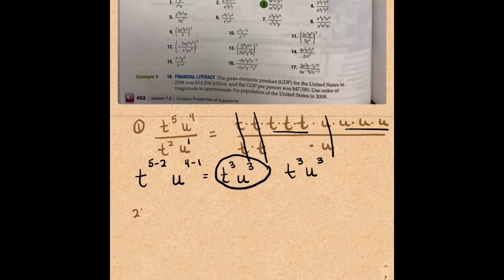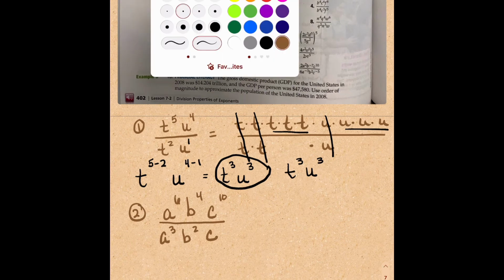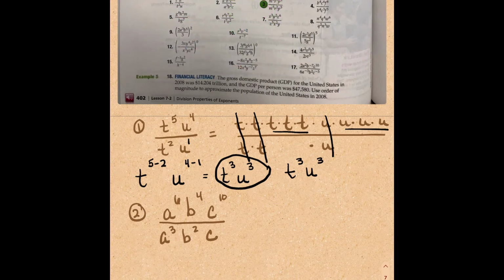Number 2, A to the 6th, B to the 4th, C to the 10th, over A to the 3rd, B squared, and C. Rather than writing out this very long problem, I am going to just do the math. This equals A to the 6 minus 3, B to the 4 minus 2, and C to the 10 minus 1. Simplify that up a little bit. I have A to the 3rd, B squared, and C to the 9th.